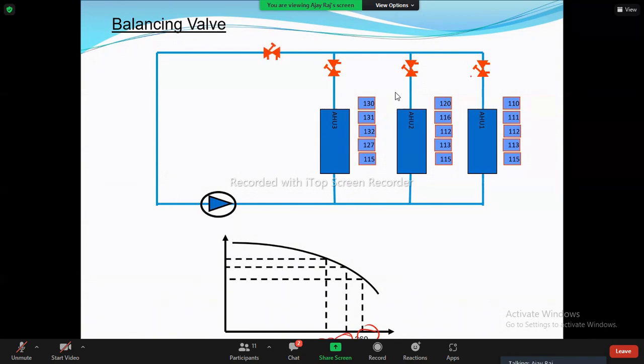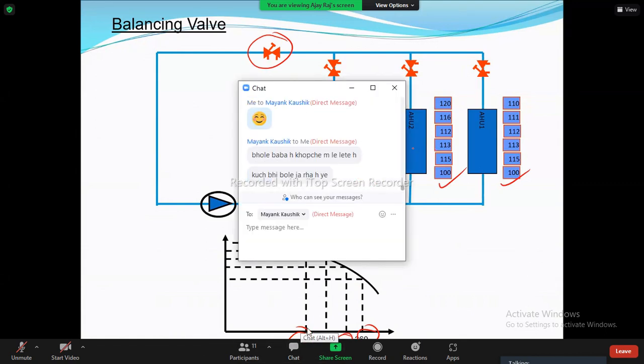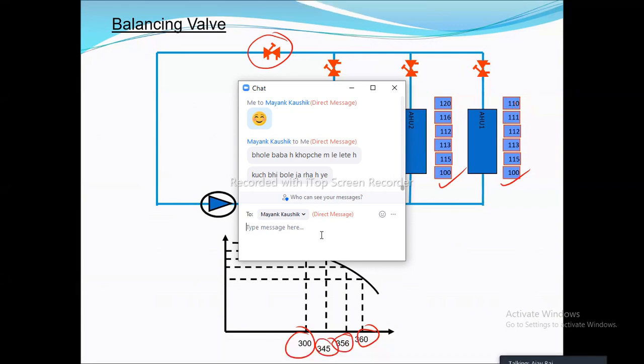So let's say, to make it simpler, I throttled this one. The moment I throttle this one to 300, automatically these became 100, 100, 100. So you can see, with just 3 AHUs of the same capacity, I have taken 1, 2, 3, 4, 5, 6 steps. 6 threes are 18, plus 1, 17 steps to balance the system.